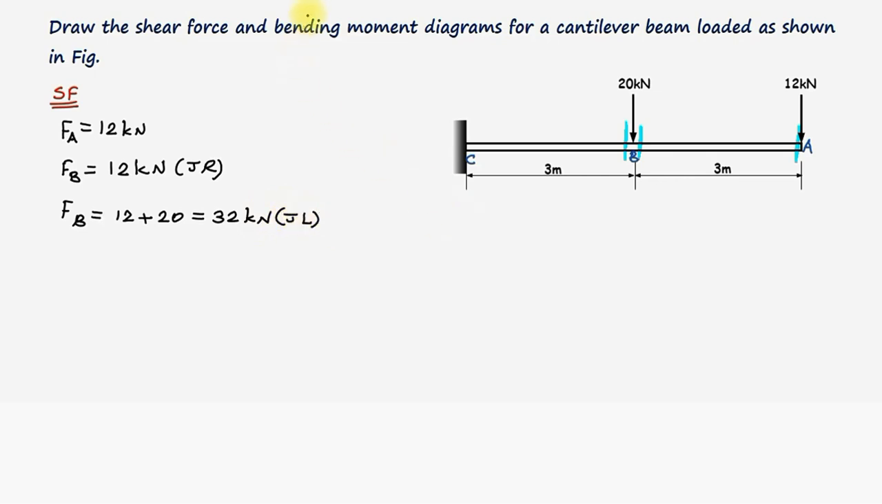Now let us move our section to the point C at this point. Now, the shear force at the point C will be, what are the forces acting? This 12 kilonewton is acting and this 20 kilonewton is acting. Therefore, total 32 kilonewtons at the point C.